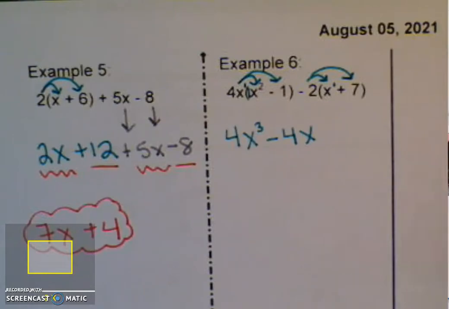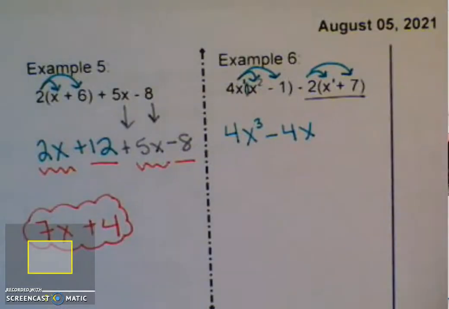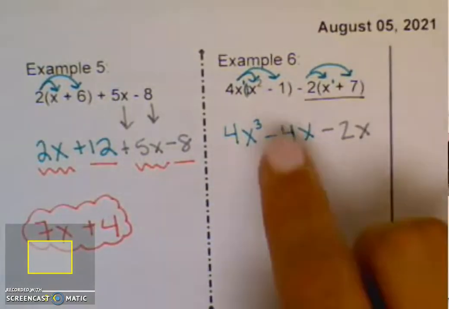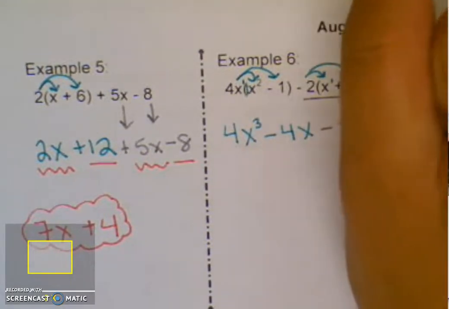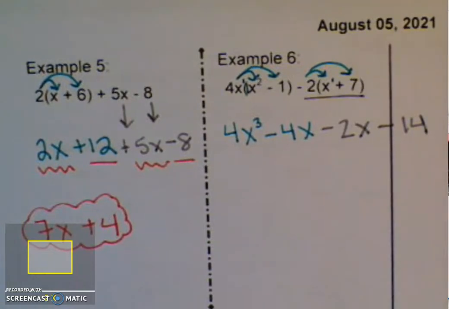Okay, let's change colors. Now, if I do this second part right here, negative 2 times x should have given you a negative 2x. Negative 2 times 7 is a negative 14. If that matches yours, pause the video and add your like terms.